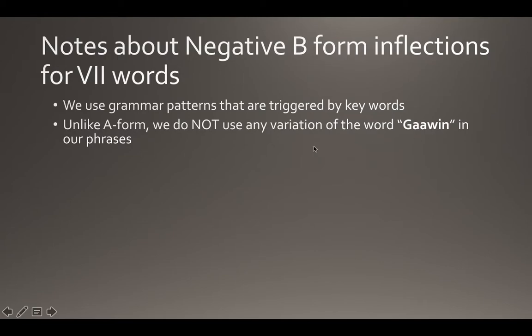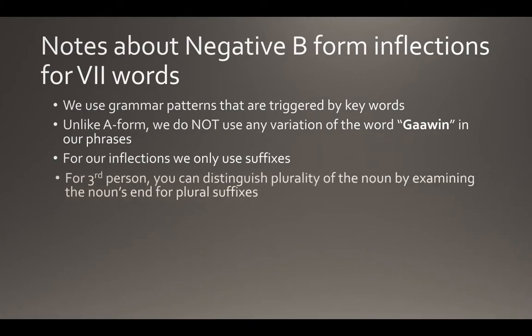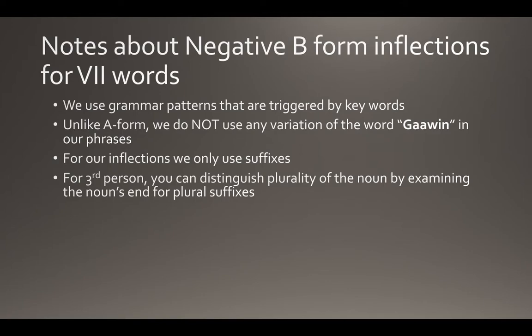We distinguish that our verbs are negative through the suffixes. For our inflections, we only use suffixes. That's for B-form. For third person, you can distinguish plurality of the noun by examining the noun's verb for a plural suffix. So we're looking for suffixes like -an, -un, -iin, -in, and -oon, -on.